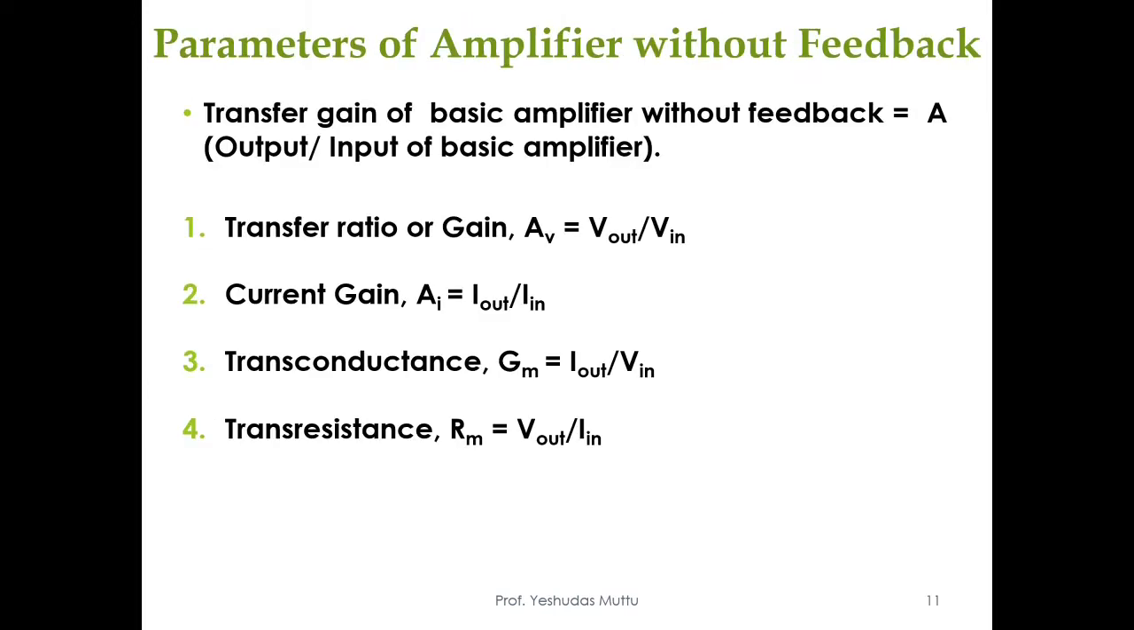Next, we will see parameters of amplifiers without feedback. This terminology is very important because we are going to make use of them frequently. Transfer gain of basic amplifier without feedback is A. It is given as A. Transfer ratio or gain AV is equal to V out upon V in.